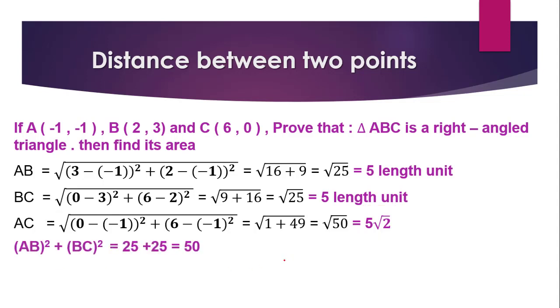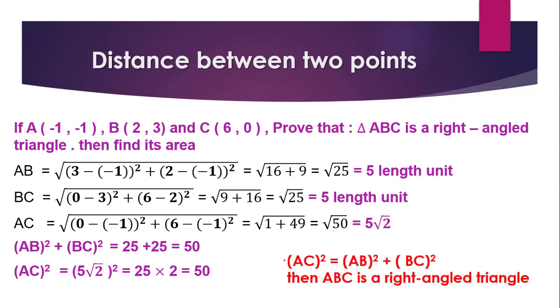Okay, so I'll calculate AB power 2 plus BC power 2, it will be 50, and AC power 2 is also 50, so they are equal. It means that this triangle is a right angle triangle.